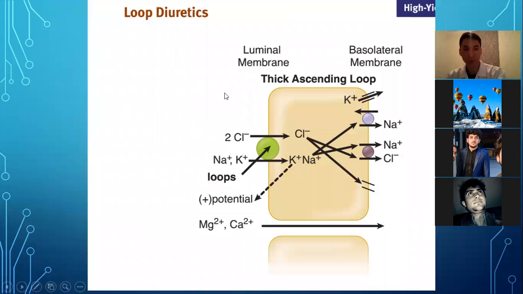Now, what about the loop diuretics? Let's talk about the mechanism of action of these loop diuretics. In the thick ascending loop of Henle, there is what? This part is the urine part, and this part is the blood part. This is the epithelial tissue. This is inside of a nephron cell.